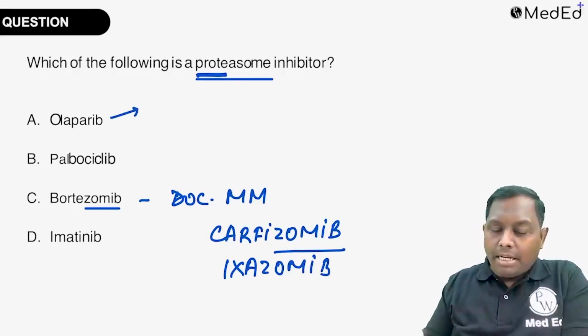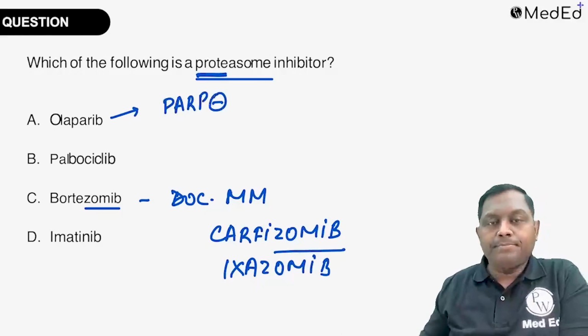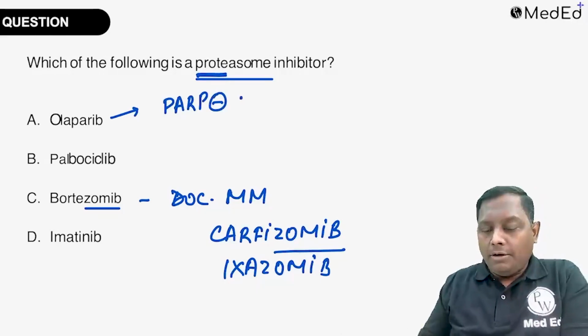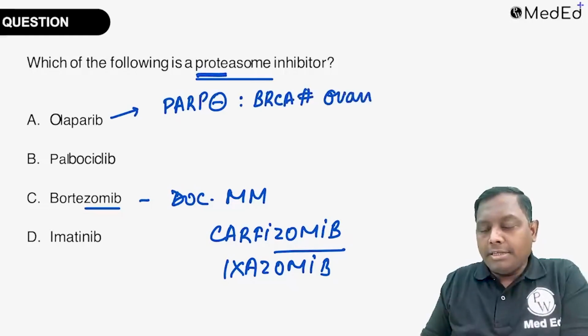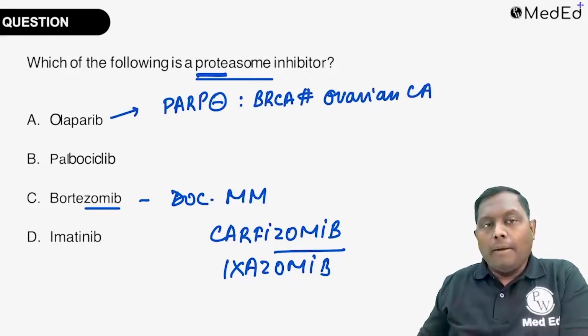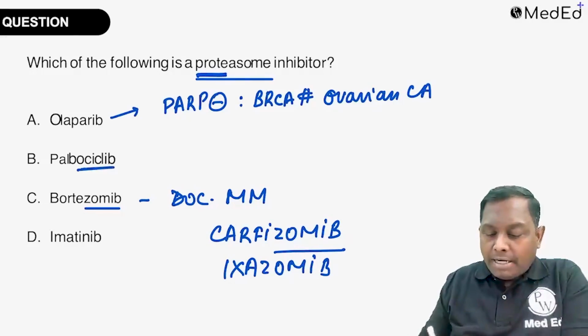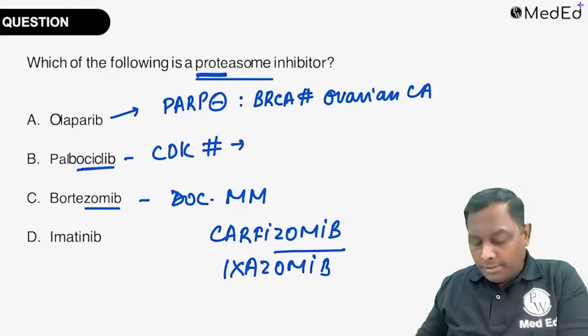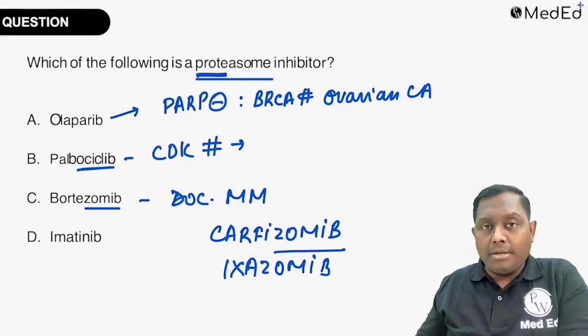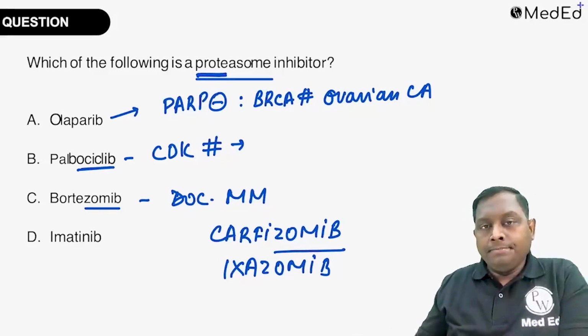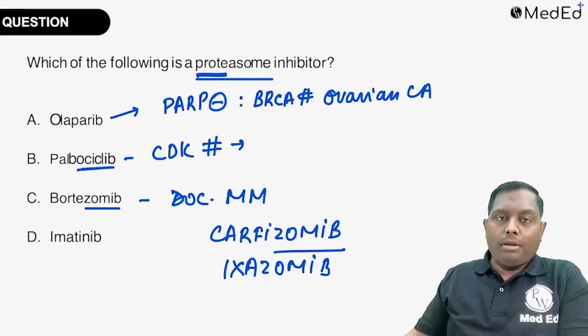Olaparib, rucaparib, niraparib are poly-ADP ribose polymerase inhibitors. They are mainly utilized for BRCA mutated ovarian cancer. Palbociclib is a cyclin dependent kinase inhibitor, a CDK inhibitor. They can be utilized in breast carcinoma.